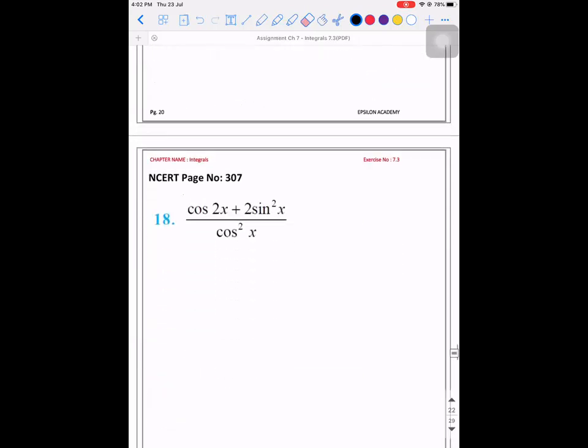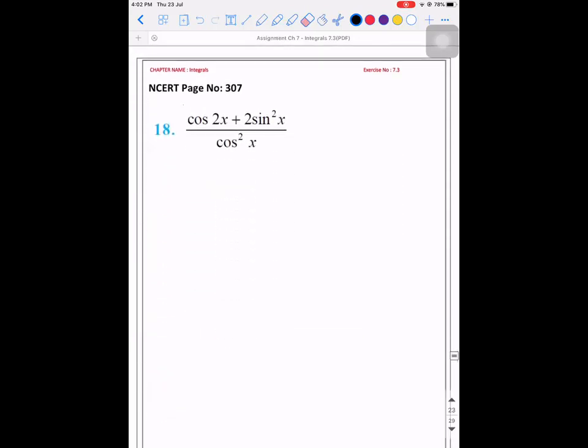Okay, moving on to the next one. How to do this? Integral of cos 2x plus 2 sin square x dx. Here also the denominator is cos square x. We can write cos 2x as cos square x minus sin square x, or you can just write it as 1 minus 2 sin square x. However you write it, you will get the answer.